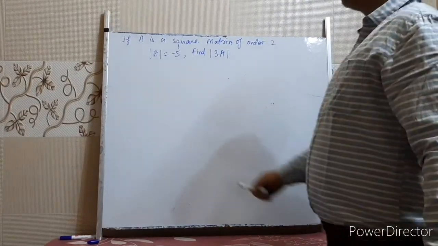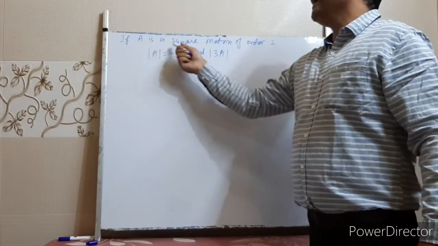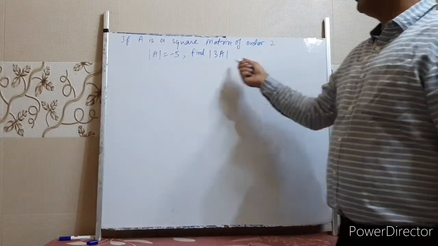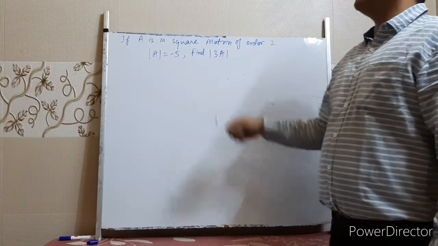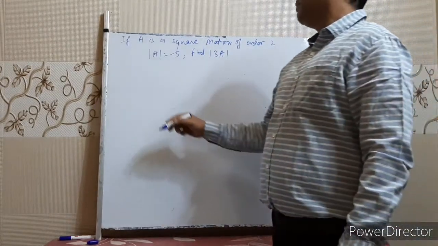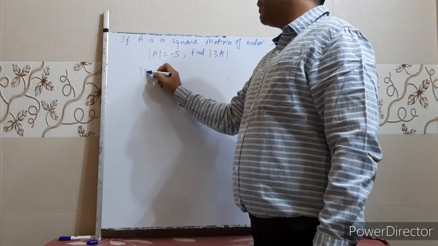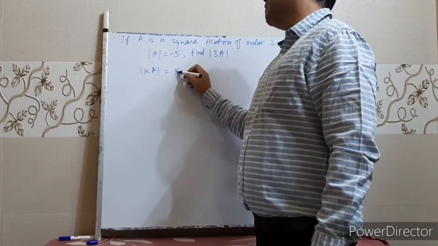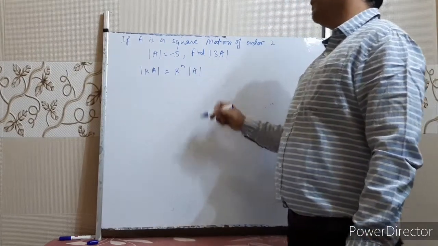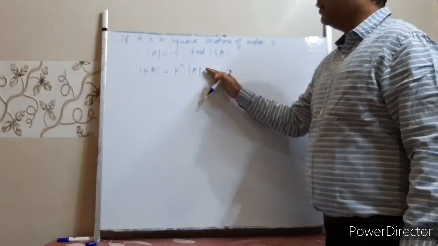Okay children, in this sum the question states if A is a square matrix of order 2 and determinant of A is minus 5, find the value of determinant 3A. Right? We know that we have studied this result. Determinant of kA equals k to the power n times determinant of A. This result we have already studied.